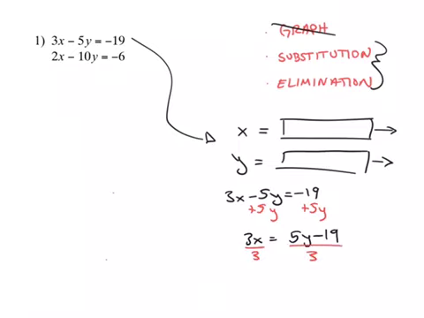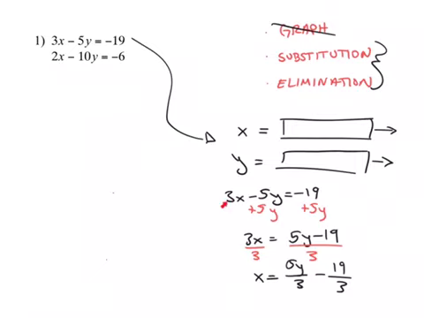And as soon as I do that, I can see that I'm going to have to divide 5y by 3, and I'm going to have to divide 19 by 3. I can see that this is going to involve a set of fractions that are not the easiest things in the world to work with. So I may not prefer that.